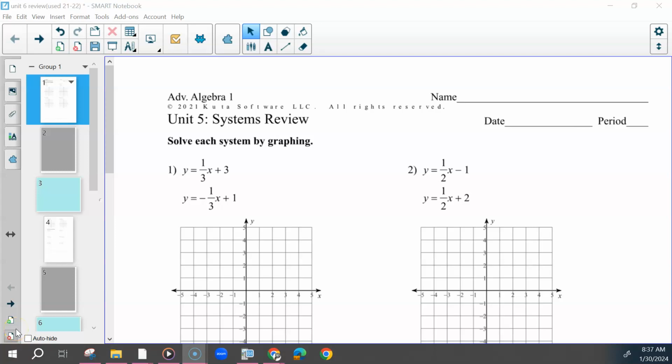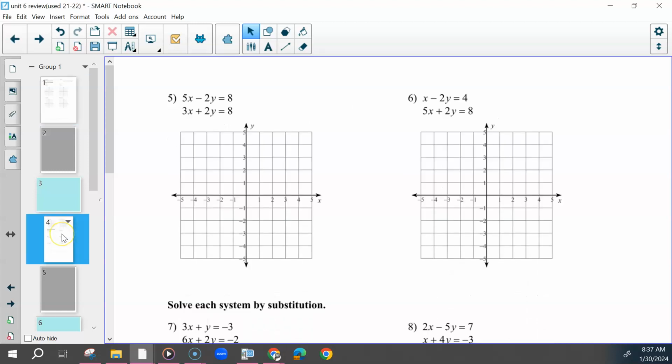Solving systems by graphing? Or 5. Okay. This is on the back of the first page.